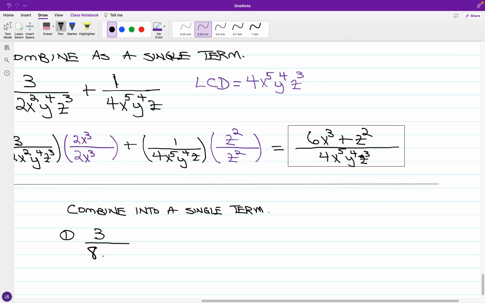3 over 8x squared y cubed, and we'll say we have plus 1 over 10x to the 5th y, and we'll say we have minus, in this particular mix, minus 2 over 25 y to the 4th.